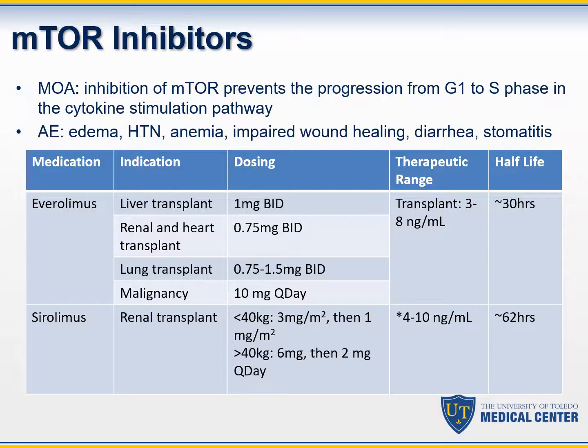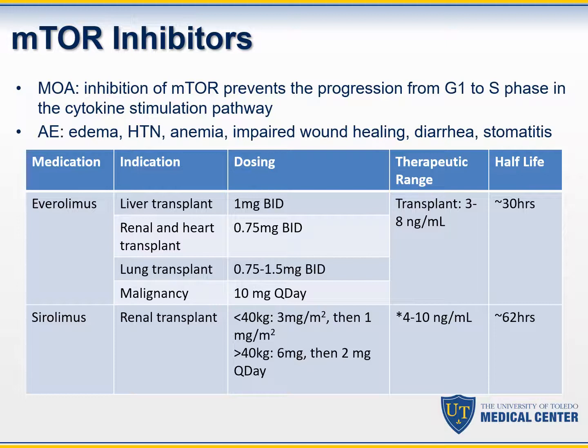What these medications do is inhibit mTOR, which is a molecule used for signaling in lymphocytes, macrophages, dendritic cells, but also some of your endothelial cells. Because it hits so many different parts of the body, it has a very diverse side effect profile. Your medications include everolimus and sirolimus. They're mainly used in transplant but can be used in malignancy.